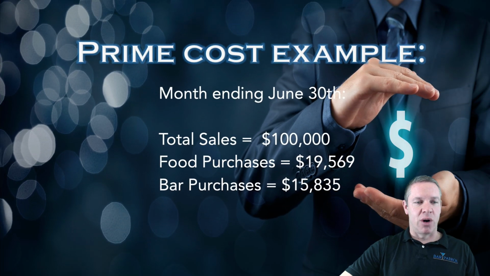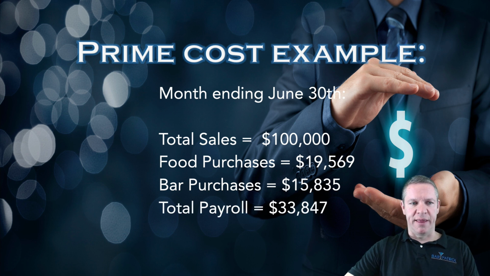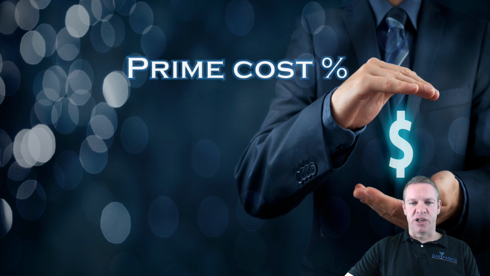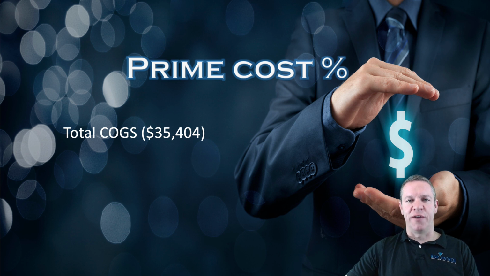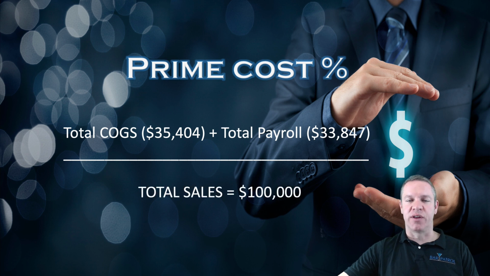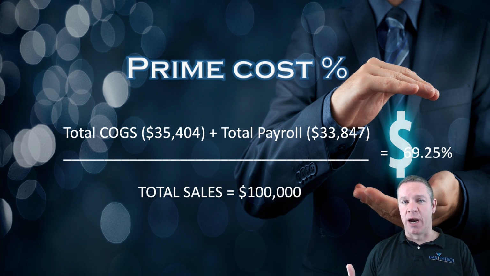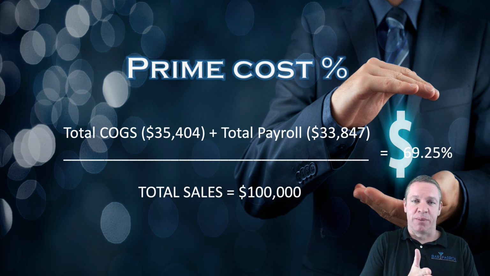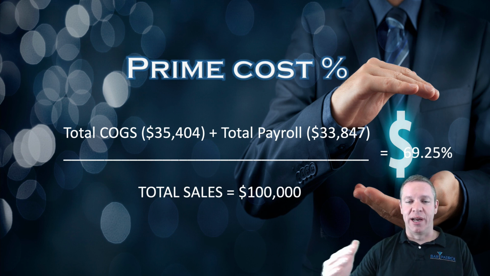So heading back to our example here, we're just going to plug in the numbers. Prime cost percentage numbers. We're going to take our total COGS, which are $35,404. That's how much money we spent on bar and food for the month. We're going to add our total payroll for our employees, and we're going to divide it by the total sales for the month, which in this case was $100,000, and you're going to get 69.25%. That leaves some room for improvement right here because we want to be down closer to 60%. That's a lot of percentage there. That's a lot of money left on the table. So there's an area that we can improve, and we need to identify which area that might be.